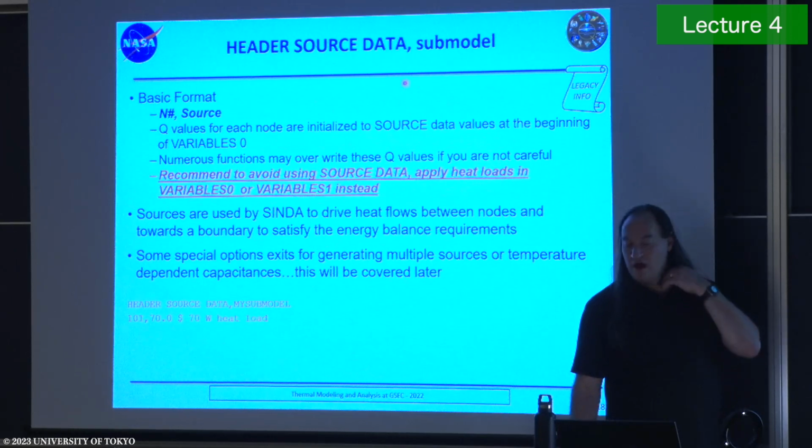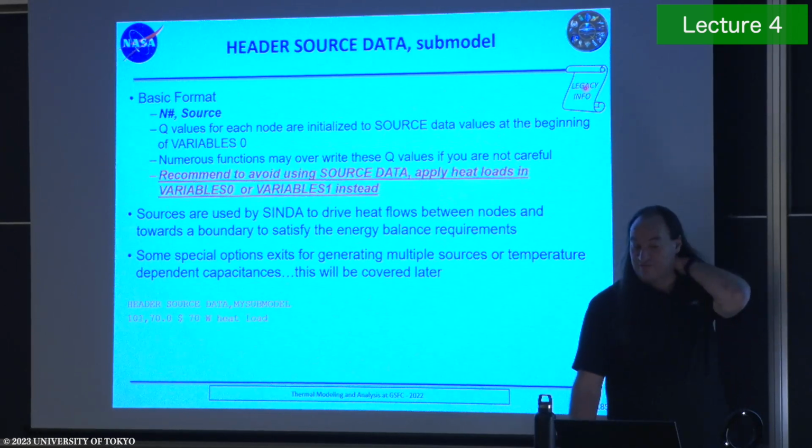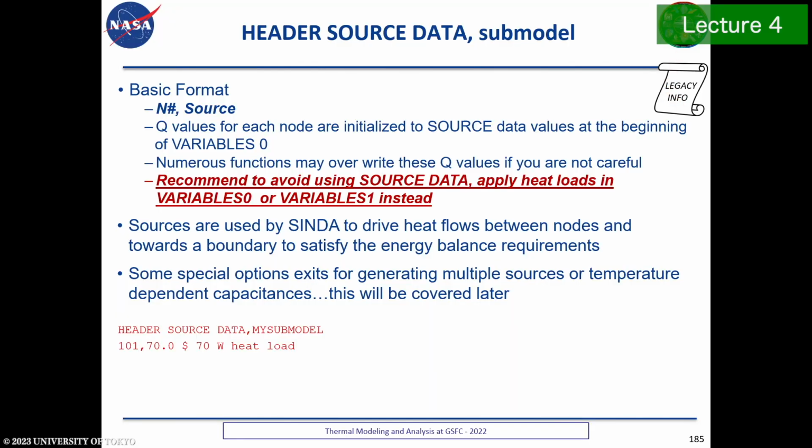Source data, if you see this little thing here, this is legacy information. This is old. If you get a model from 20 years ago, you might need to see this, but probably not. In this case, I would not use source data. I would use the variable 0, variables 1 to insert the heat. But you could put it in source data and apply a 70-watt load on node 101.